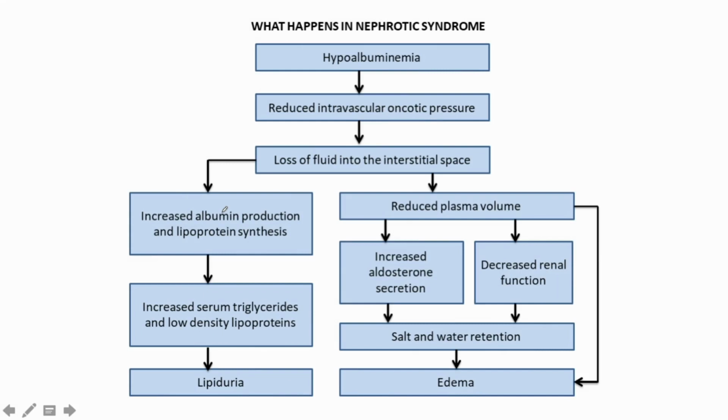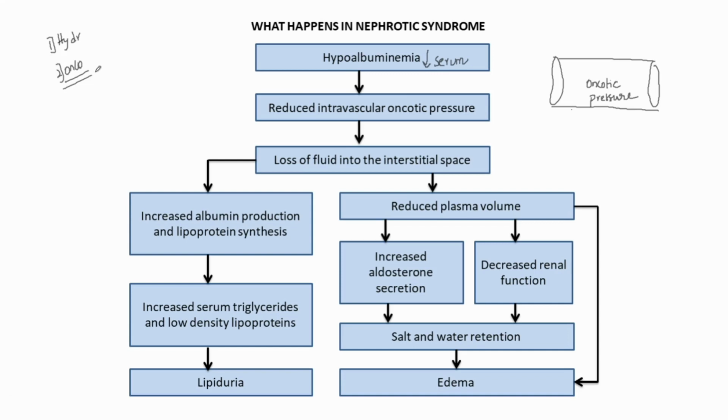So what exactly happens in nephrotic syndrome? Let us go through the flow chart here. The serum proteins are very important in maintaining the intravascular oncotic pressure. Starling forces operate in the body. They operate both in intravascular and extravascular compartments. So what are the components of Starling forces? One is hydrostatic force and the other is oncotic force. Oncotic force or oncotic pressure is because of the serum proteins.